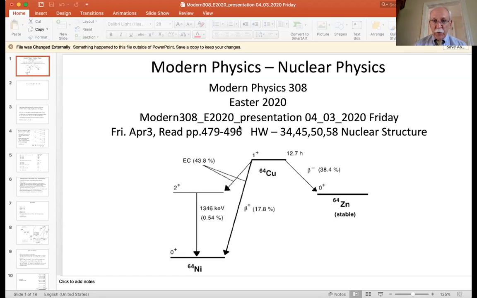So you can see from this diagram that copper has the largest mass, but these are all atomic mass number 64 elements. And it shows here the decay of copper, which is unstable because it's not the lowest mass of the atomic mass number 64 elements. Then copper here has two possible ways of decaying.